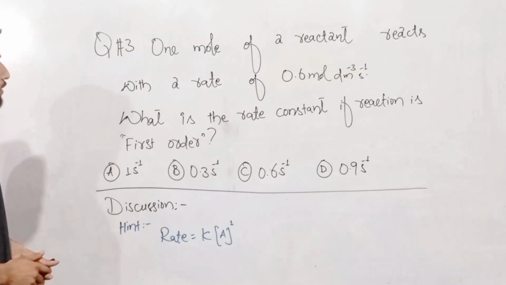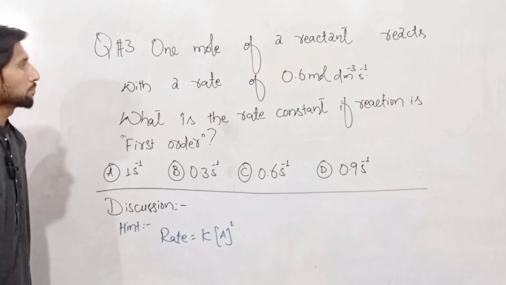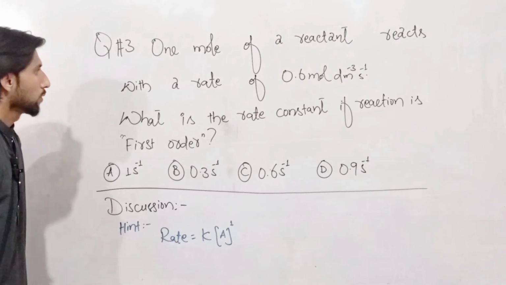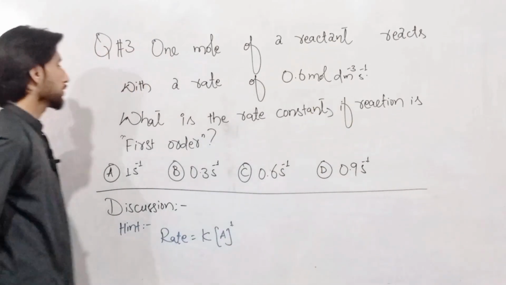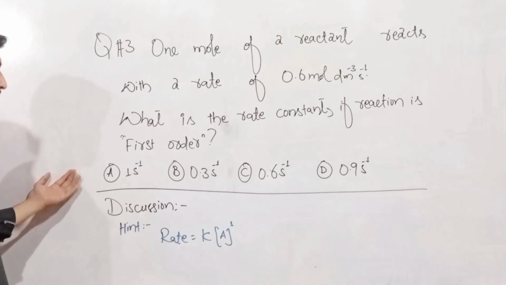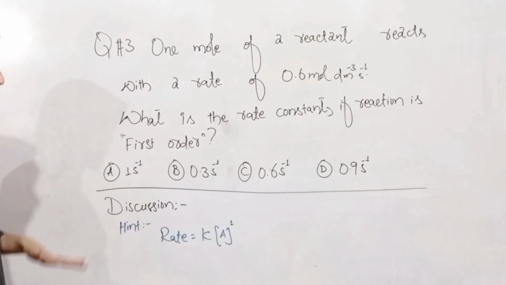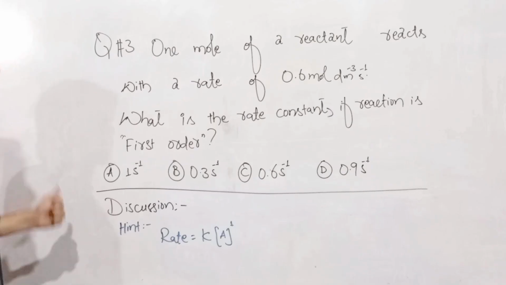One mole of a reactant reacts with the rate of 0.6 mole per dm cube per second. What is the rate constant if the reaction is first order? Option A is 1 per second, option B is 0.3 per second, option C is 0.6 per second, and option D is 0.9 per second.